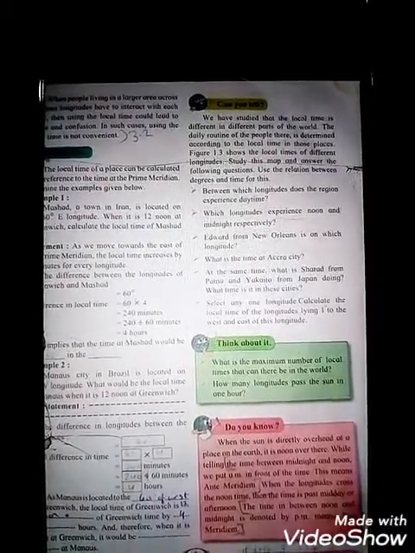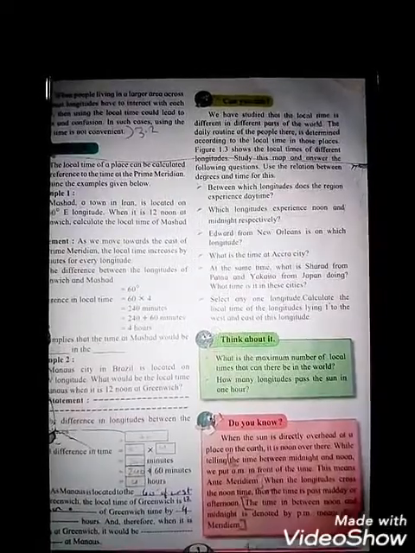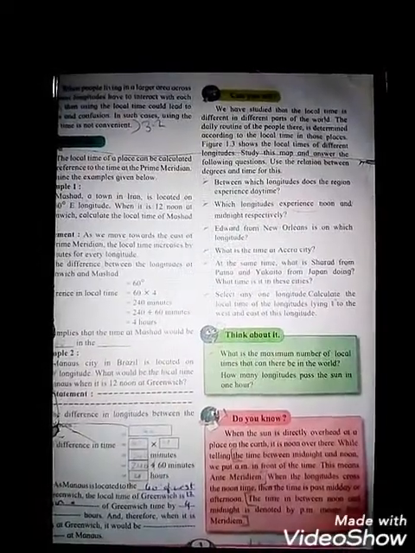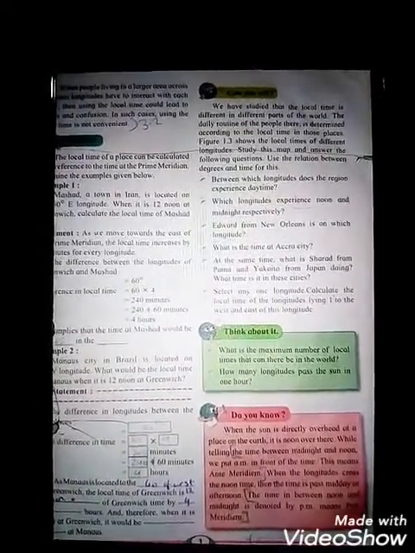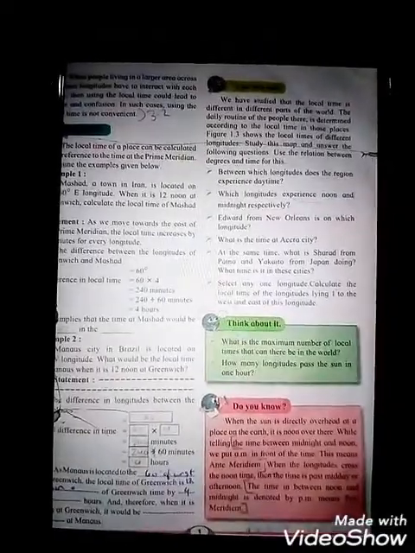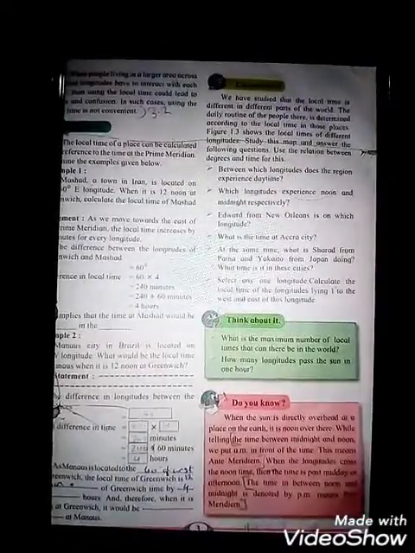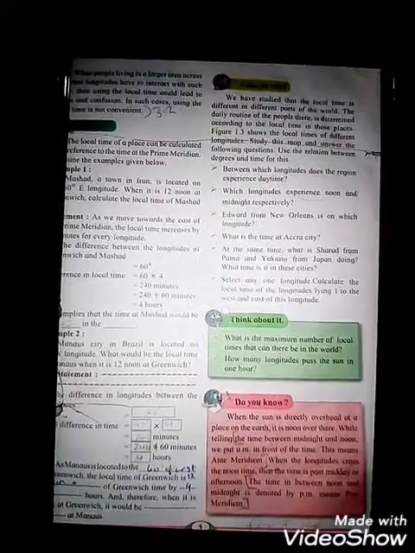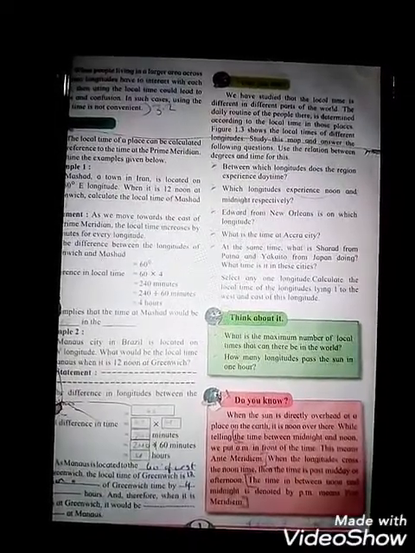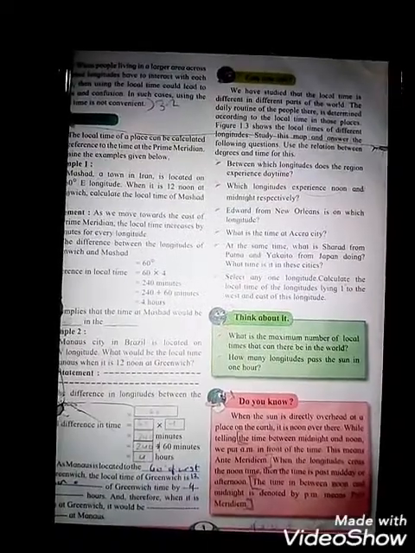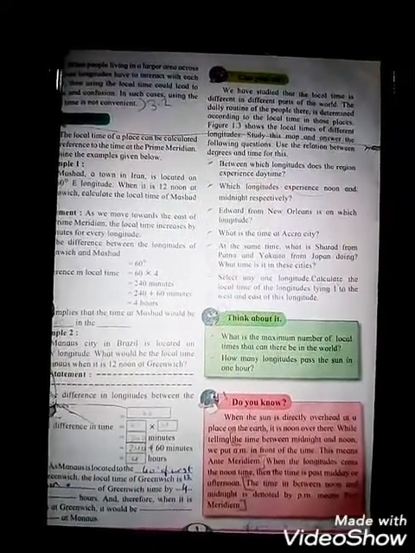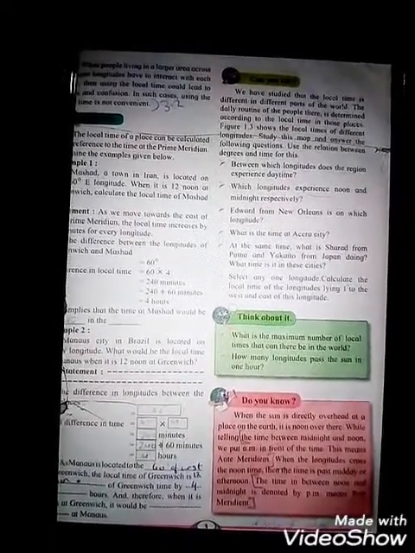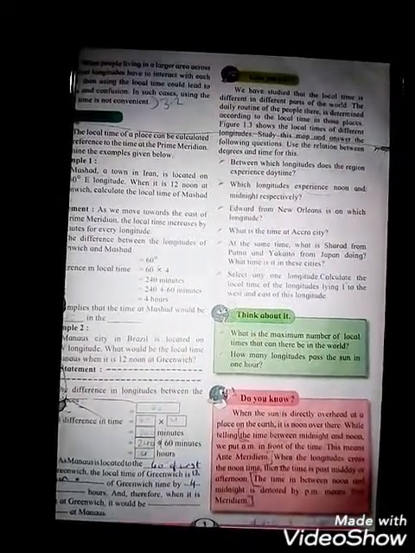We have studied that local time is different in different parts of the world. What I said is that local time is different, it is not the same. In our country, local time is different from place to place. The daily routine of the people there is determined according to the local time in those places. Somebody gets up early at 6 o'clock, somebody gets up at 7, it depends on them. So they make their daily routine according to that time. The daily routine of the people there is determined according to the local time in those places.